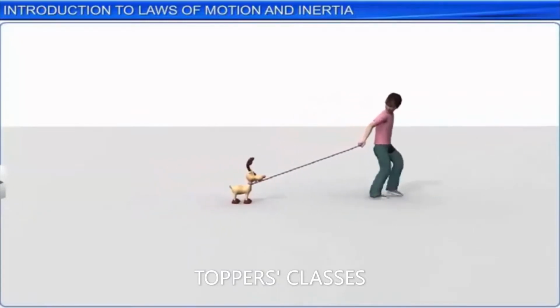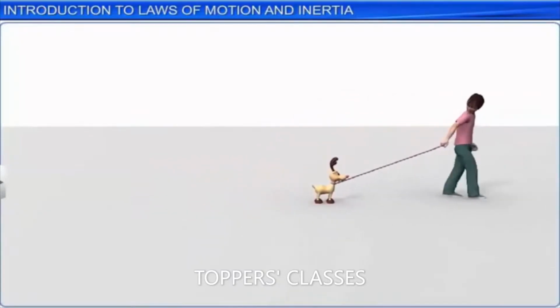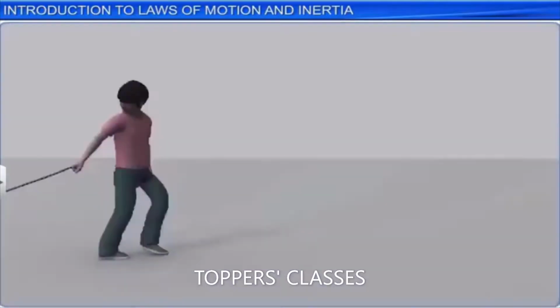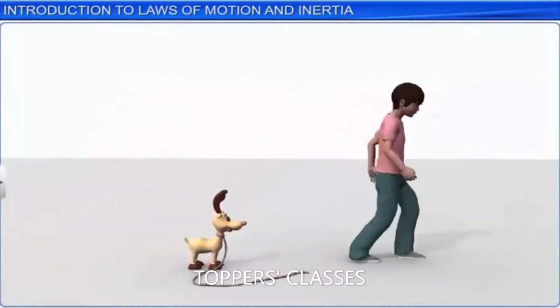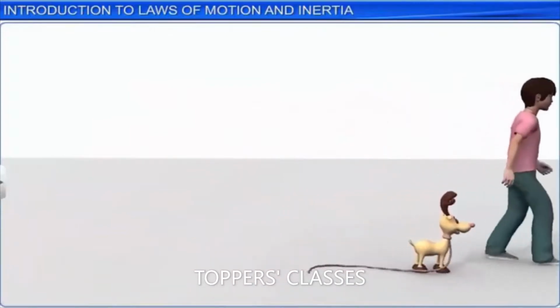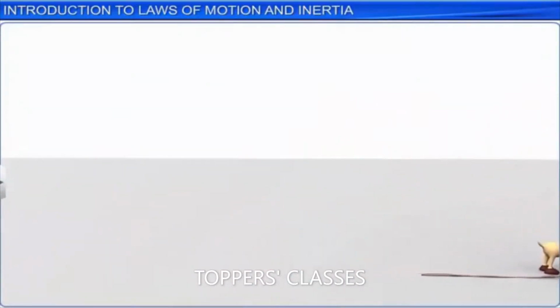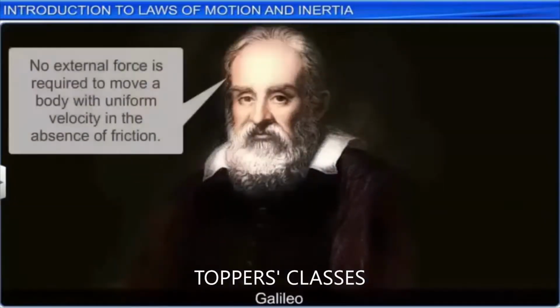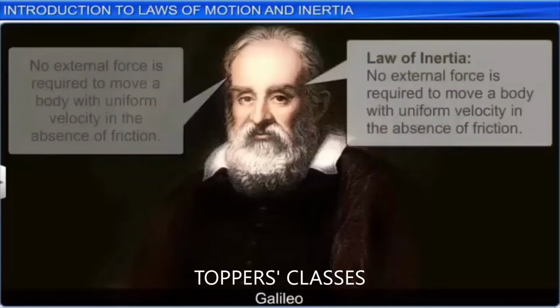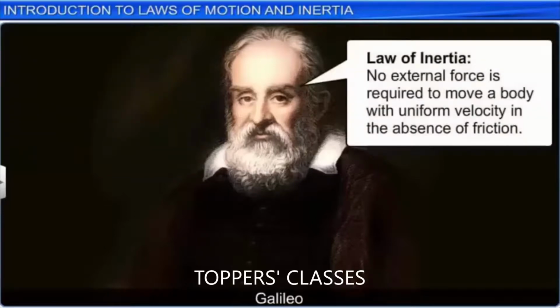Now, let us go into a virtual world where there is no friction of any kind. Then the boy need not apply any force to keep the toy moving with uniform velocity. This is exactly what Galileo said. Galileo proved that no external force is required to move a body with uniform velocity in the absence of friction. Galileo conducted 2 simple experiments before postulating the law of inertia.